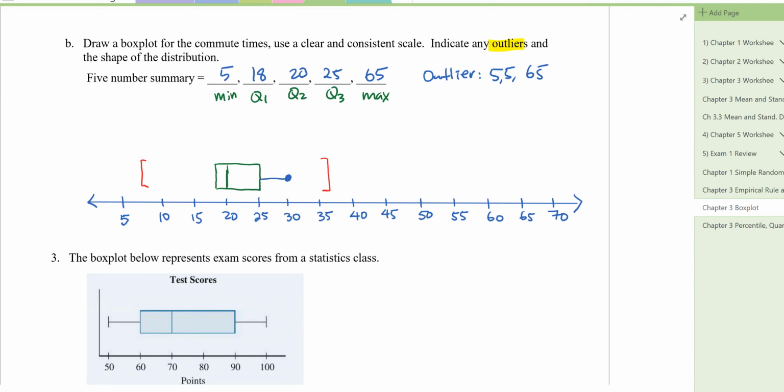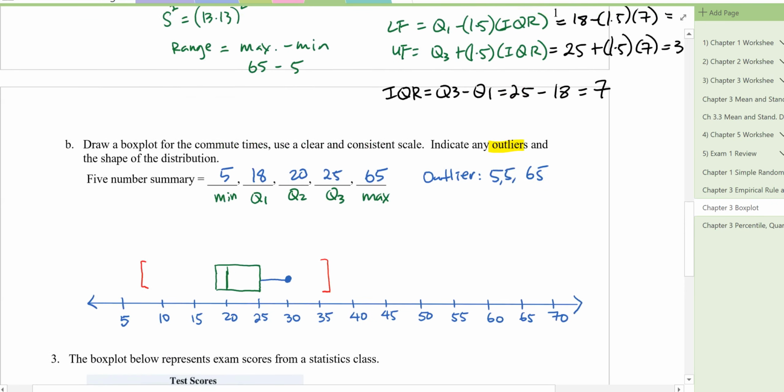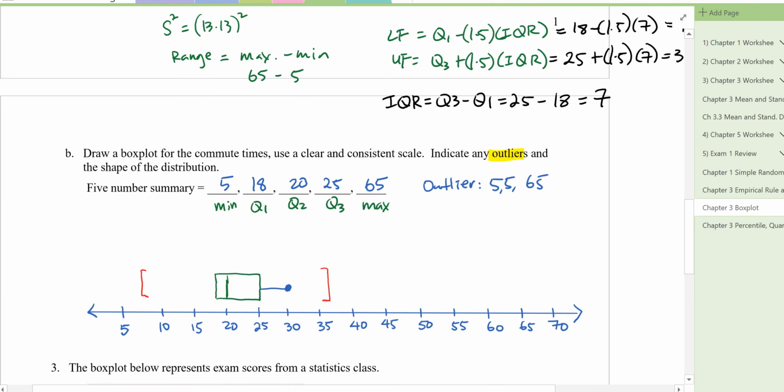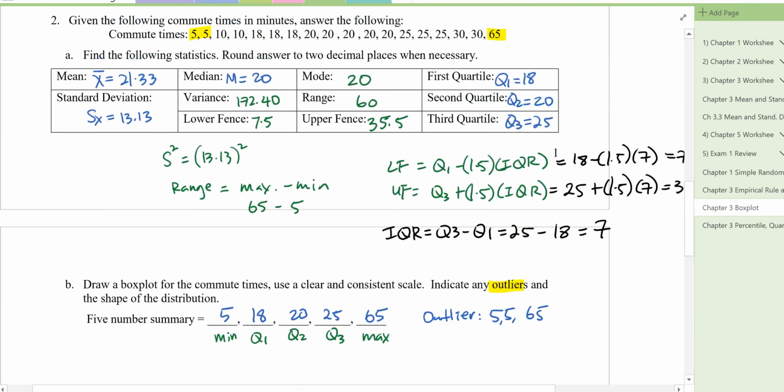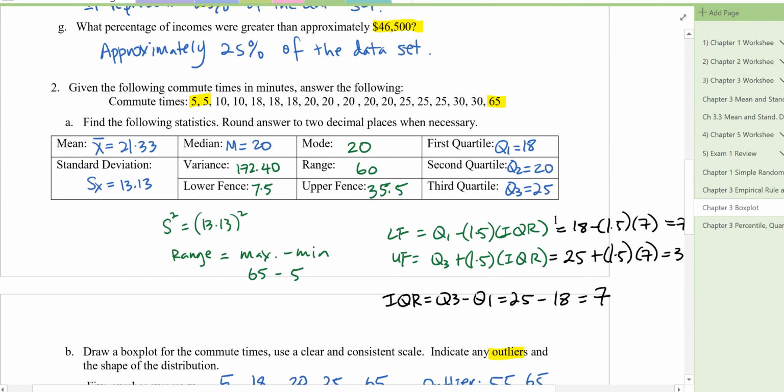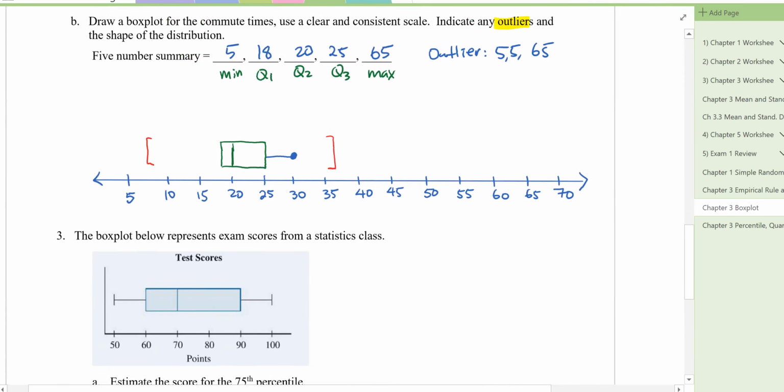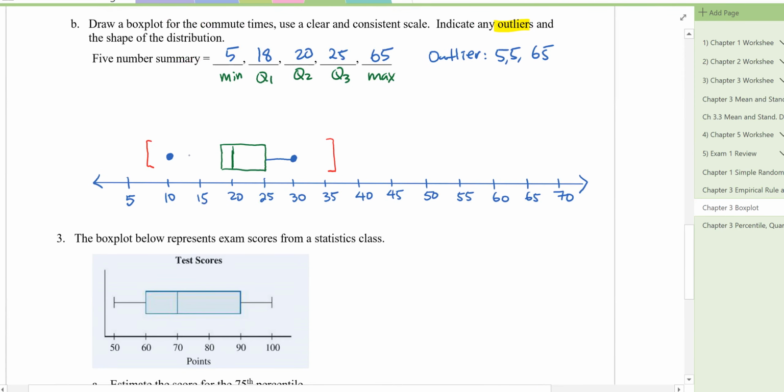Now, in the lower whisker, I look for the smallest data point that's bigger than the lower fence. In this case, my lower fence is 7.5. The one number that's bigger than 7.5 is 10. So at 10, right here. This number is the smallest data point that is bigger than the lower fence. And this number here is the biggest data point that's less than the lower fence.